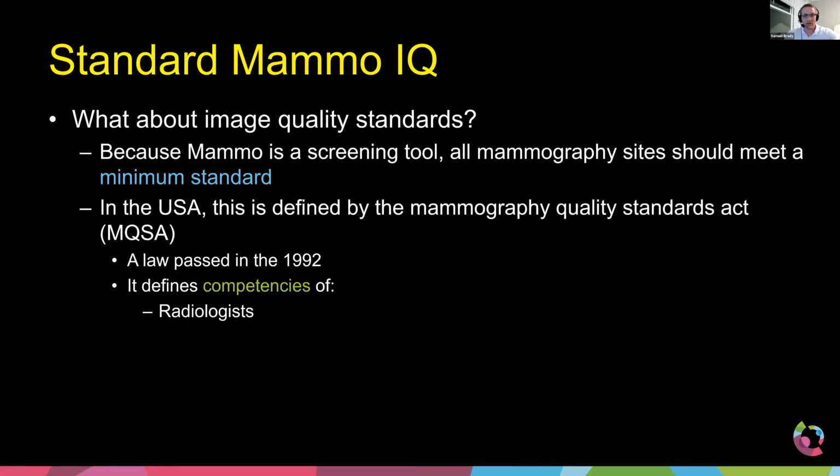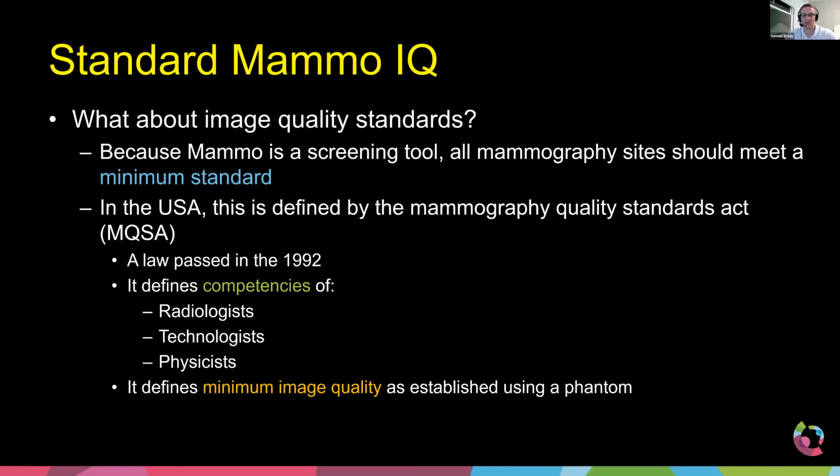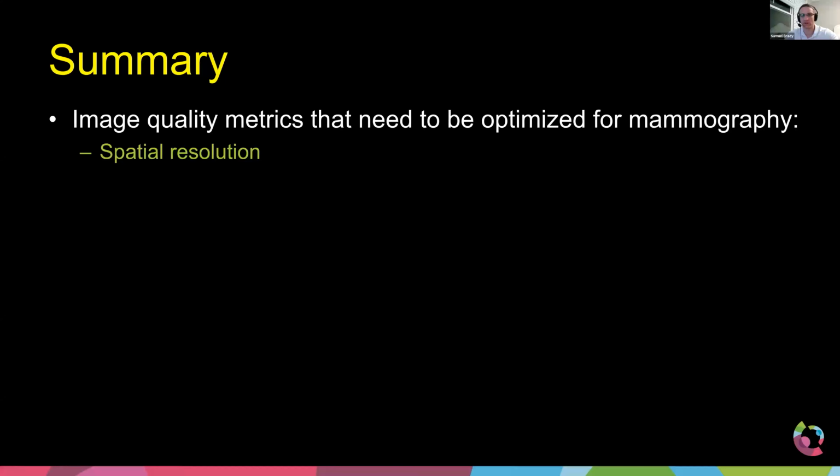Our MQSA actually goes beyond just setting image quality standards. It sets competencies. So radiologists, technologists, physicists, we have to meet a specific competency so that we can operate in the mammography space. And it, of course, sets minimum image quality, and it tells us how high the dose can be. And it should be no higher. Obviously, that's very important for screening mammography, which we'll talk about next week.